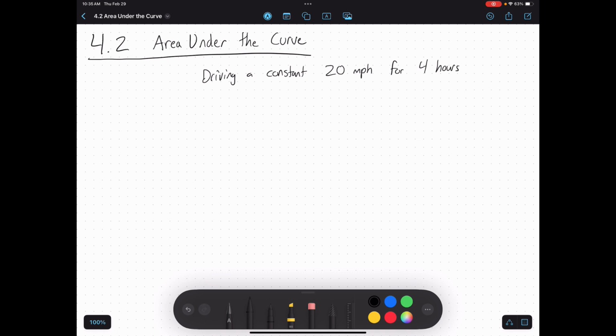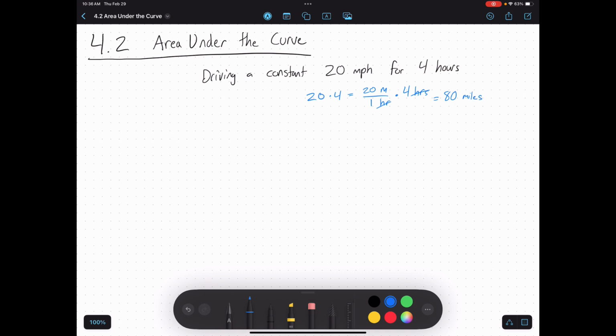What's my total distance? How far have I gone? Well, this is simple enough to calculate. It's just 20 times 4. The reason why is because we're going 20 miles every 1 hour, and I'm going for 4 hours. And so I'm left with 80 miles. Okay? So I would have driven 80 miles.